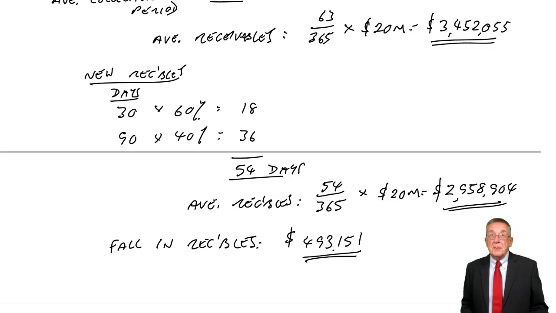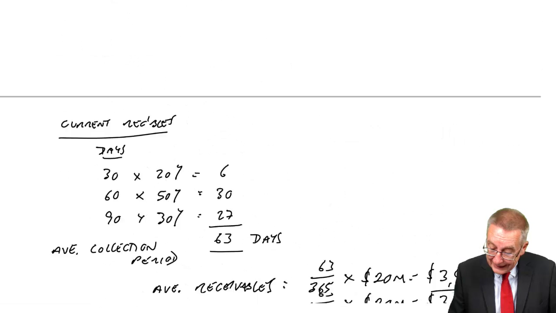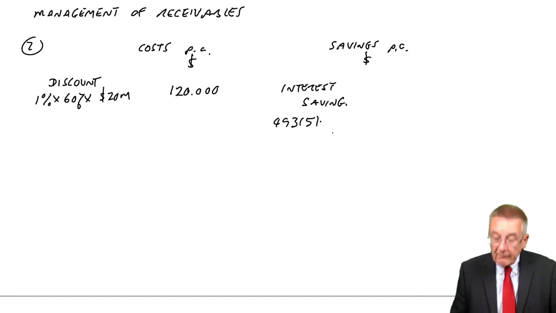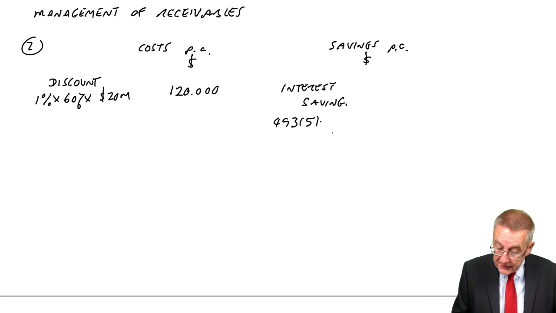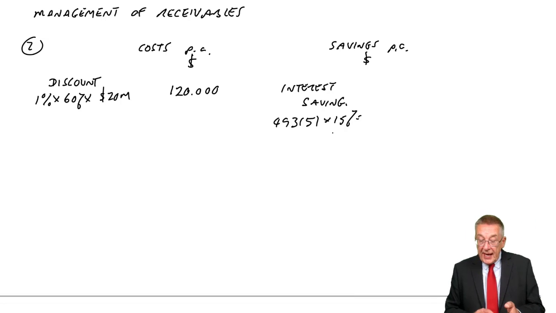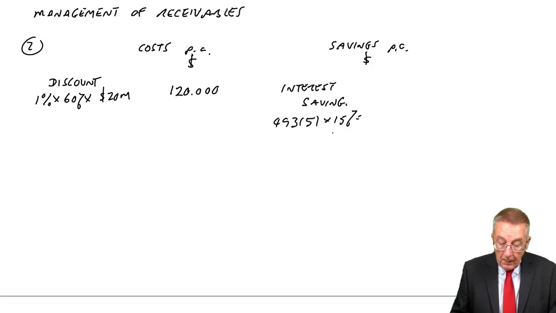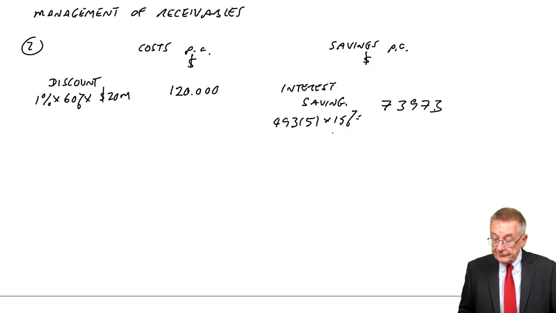So now I can go back to my initial table. 493,151, remember, is the fall in the receivables throughout the year. As a result, we'll save the overdraft interest, 15% per year. And so the saving, 493,151 at 15%, is 73,973.